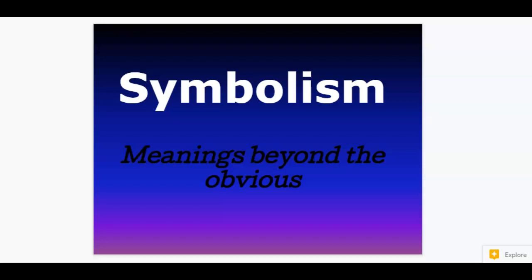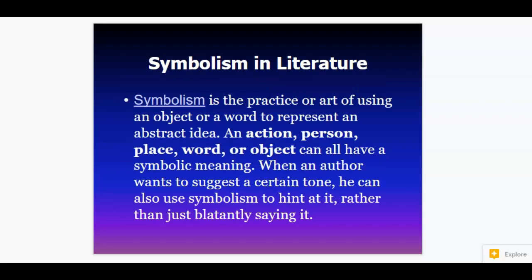So what's symbolism? Basically, it's meaning beyond what's obvious or what's literal. Symbolism is the practice or art of using an object or word to represent an abstract idea. So it can be an action, a person, a place, a word, an object. Any of those things can have symbolic meaning. And when an author wants to suggest a certain tone sometimes, they use symbolism to hint at it rather than blatantly saying this is the tone.